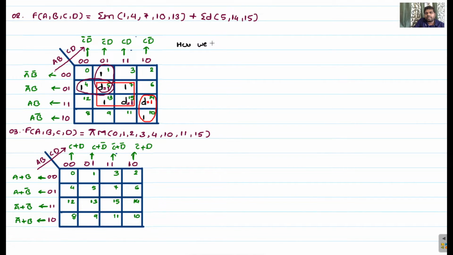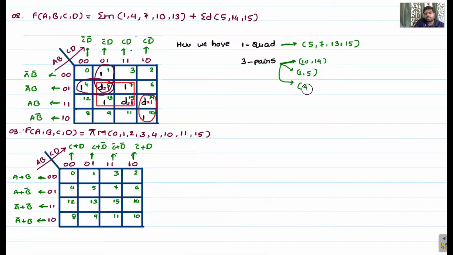So now here we have one quad and 3 pairs. The quad is 5 comma 7 comma 13 comma 15. When it comes to pairs, the first pair is 10 comma 14, the second pair is 1 comma 5, and the third pair is 4 comma 5. Now you can write the Boolean expression.